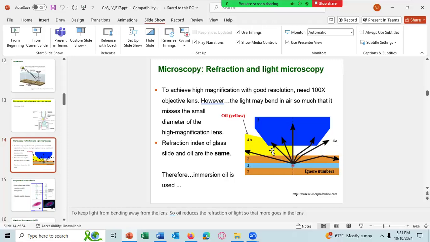So oil has the same refractive index as glass. Oh, and I should mention that this light ray here actually bends two times, coming out of the glass here and then entering the air. And then when leaving the air and entering the glass of the microscope, that one is actually refracting twice.